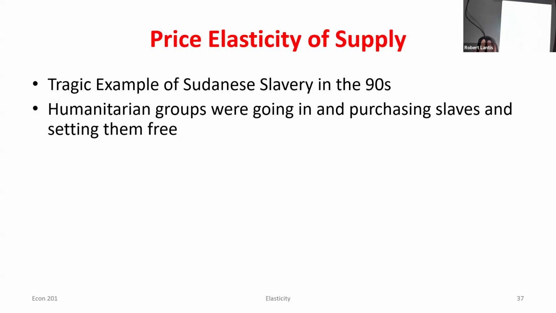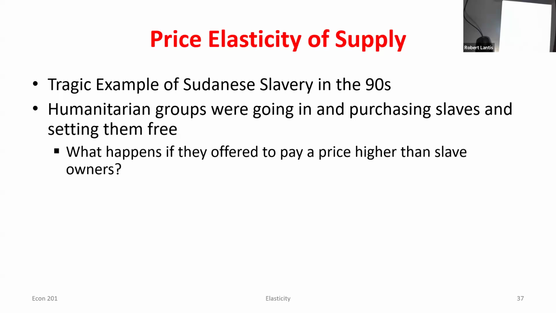Right? The only problem is, if I'm going in as a humanitarian group, how am I able to purchase the slaves from other people? Well, I'm having to be willing to pay a higher price than what the people previously purchasing these slaves were, right? So when they go in and pay a higher price, what's going to happen to the quantity supplied? If the price being paid for a slave is higher, what might some people in Sudan have decided to start doing? Going out and enslaving more people. The quantity supplied is likely going to increase, right?